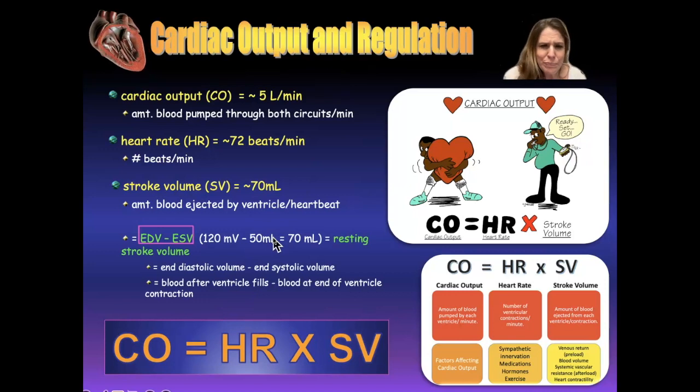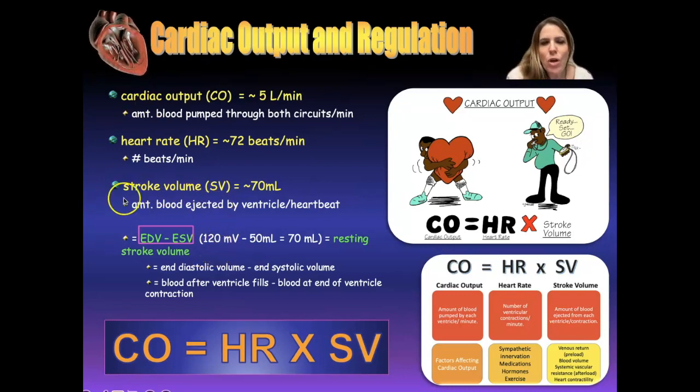And so we already said that after a ventricle has ejected the blood, there's still blood left in the ventricle. That's your end systolic volume, and recall that that was about 50 milliliters. Well, your end diastolic volume, the amount of blood that's in the ventricle when the atrium stops putting blood in there and the AV valves close, that's about 120 milliliters.